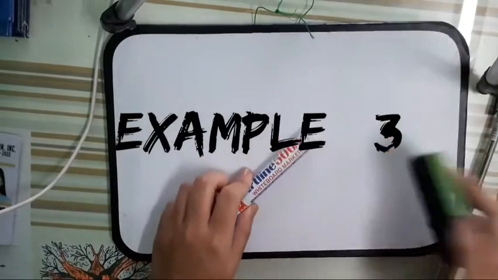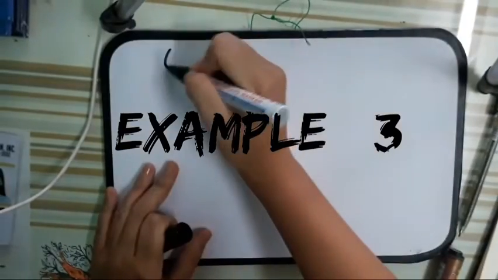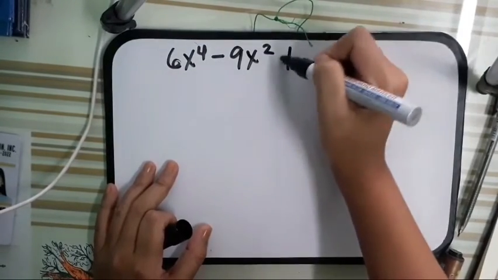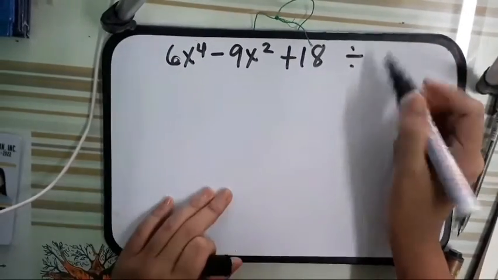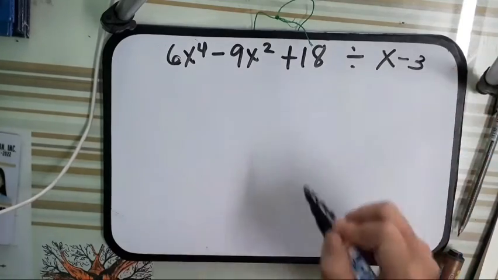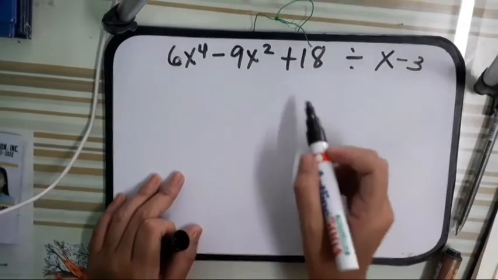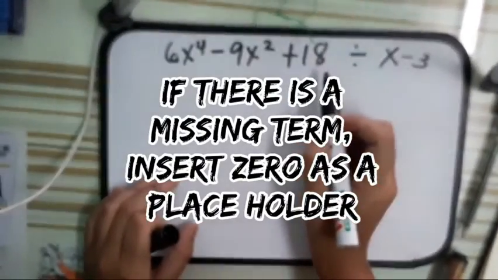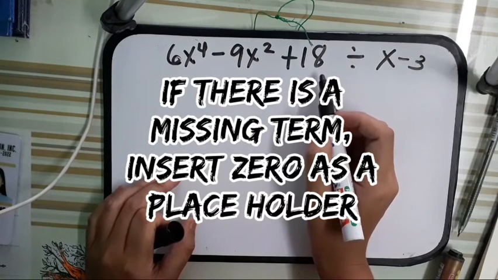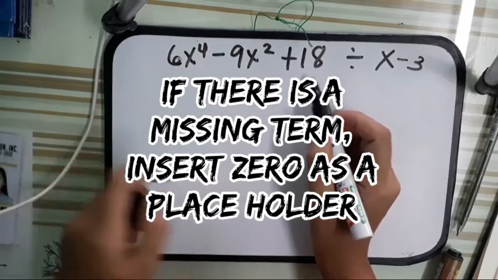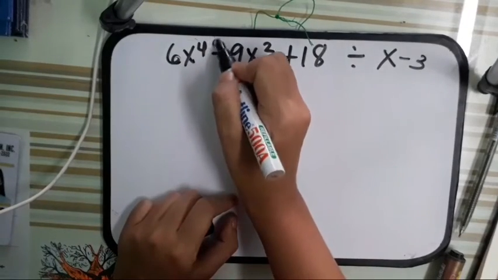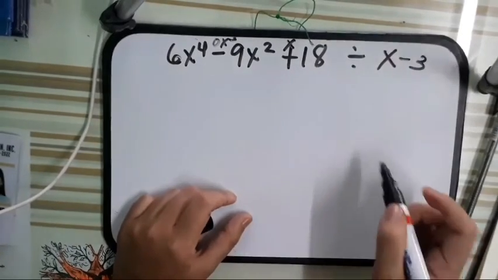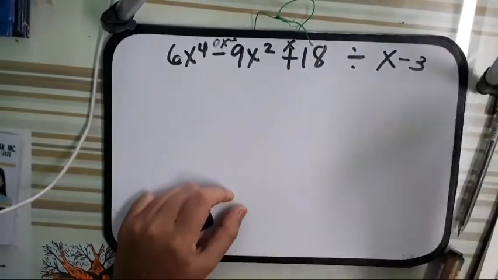For our third example, we are going to use 6x raised to 4 minus 9x squared plus 18 divided by x minus 3. As we said a while ago, if there is a missing term, we need to include 0 as a placeholder. And for our given, we have two missing terms. The first one is 0x cubed, the term with x cubed, and then the other one is x. So we need to include that when we rewrite the given.